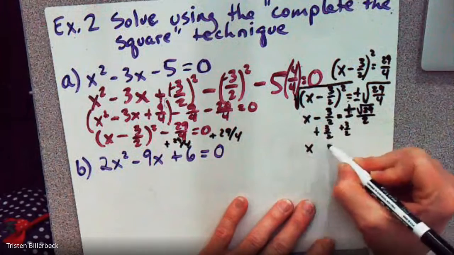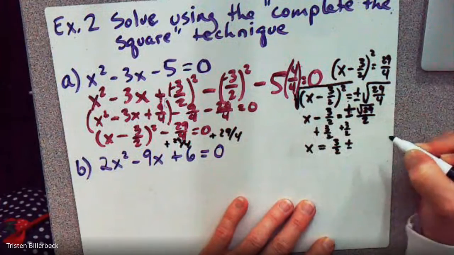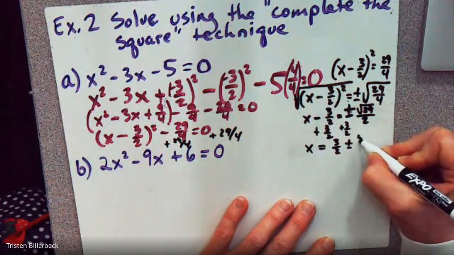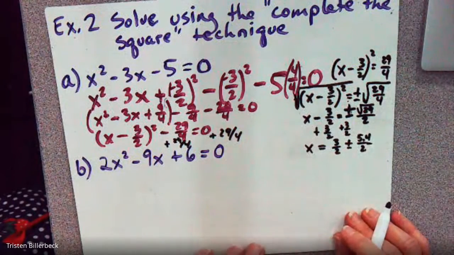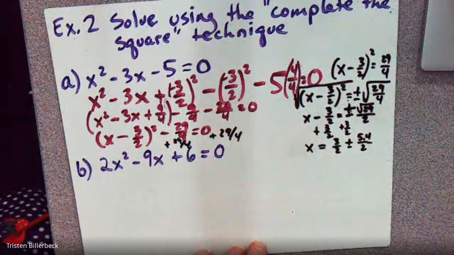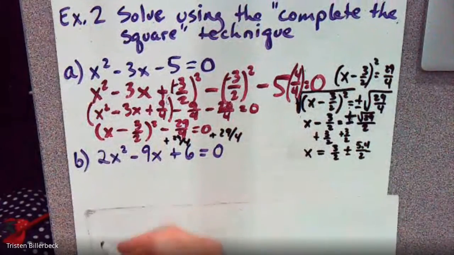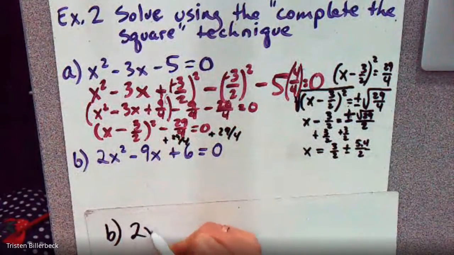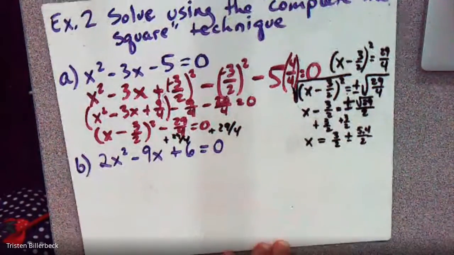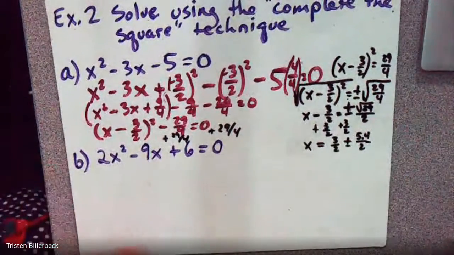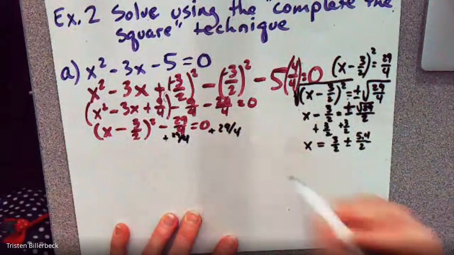Okay, and that gives me x equals 3/2 plus or minus, and now we can go back and say that's 5.4 over 2. What I'm going to do is put this problem on another page so we can have some more room here. Okay, so let's move this so we have some more room to play.